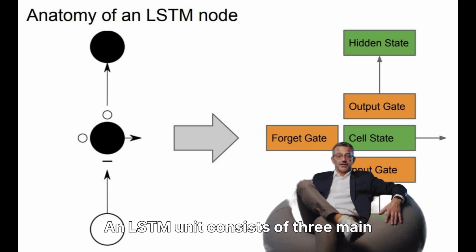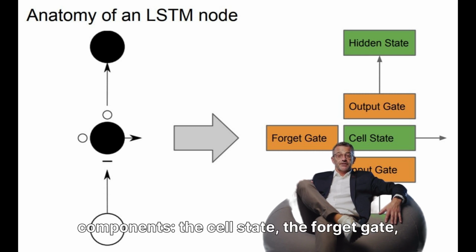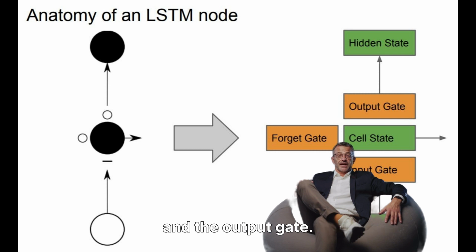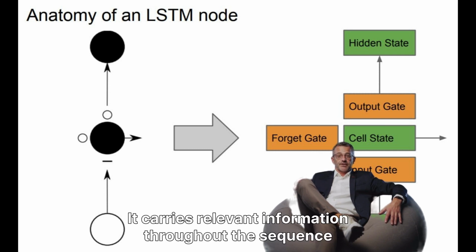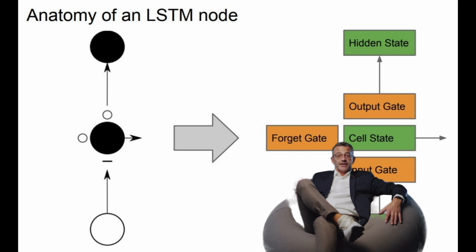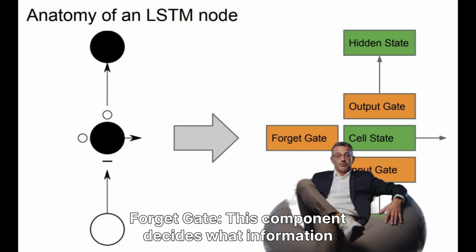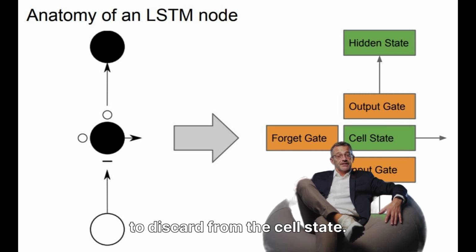An LSTM unit consists of three main components: the cell state, the forget gate, and the output gate. 1. Cell state. This is like the memory of the LSTM. It carries relevant information throughout the sequence and helps the network to remember long-term dependencies.